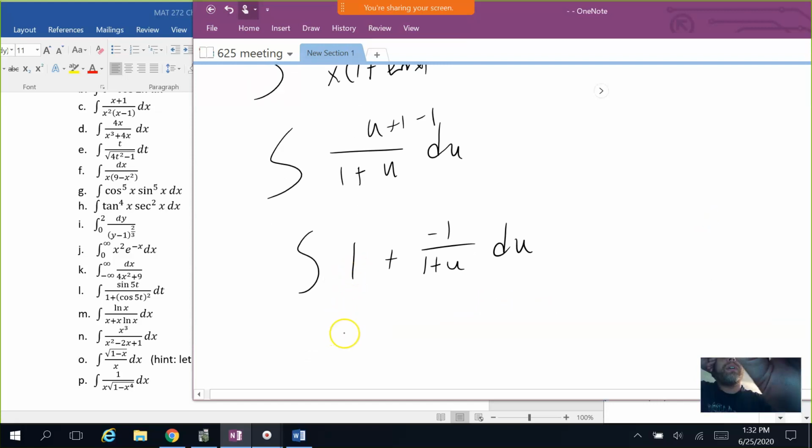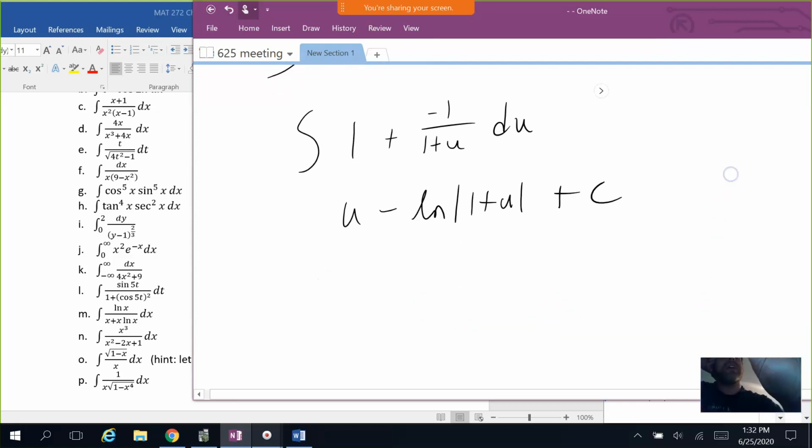Okay, 1 is going to go to u. This negative 1 gets factored out. And the antiderivative is the natural log of the absolute value of 1 plus u. And then just substitute back in the u, which was natural log x.